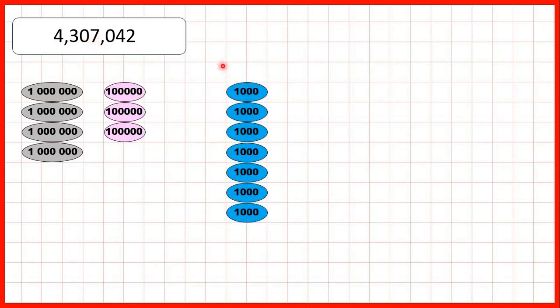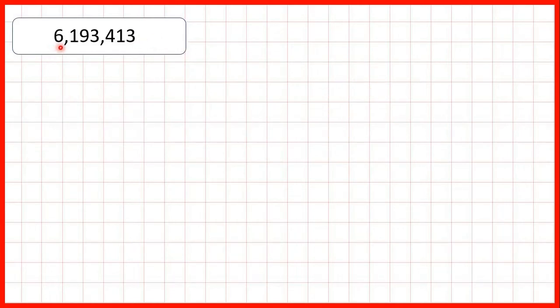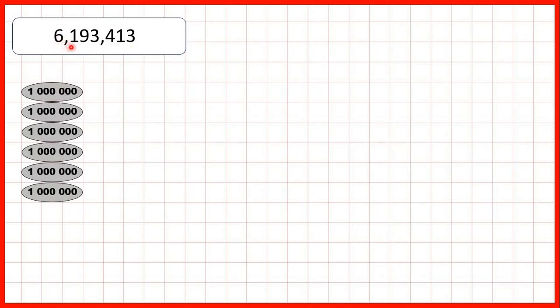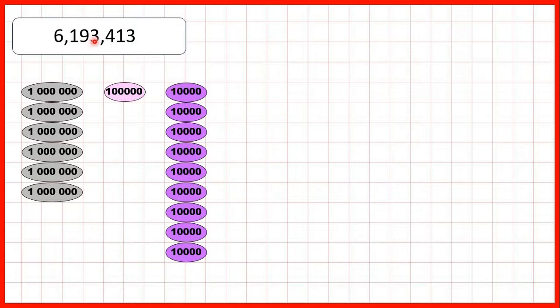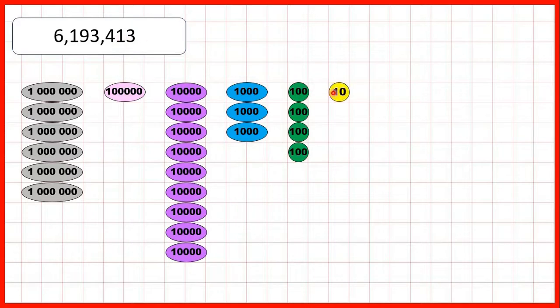We have a 7 in our thousands, so that's 7,000. A 0 in our hundreds, so we don't show any 100 place value counters. This 4 stands for 4 tens, and this 2 for 2 ones. Then we had 6,193,413. So we have 6 in our millions, 1 in our 100,000s, 9 in our 10,000s, 3 in our thousands, 4 in our hundreds, 1 in our tens, and 3 in our ones.